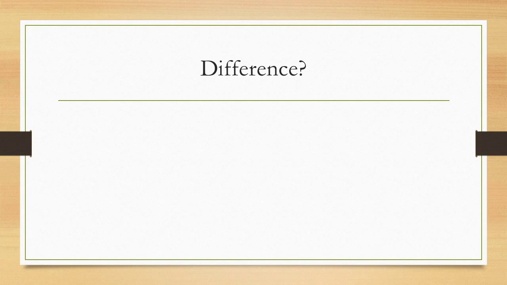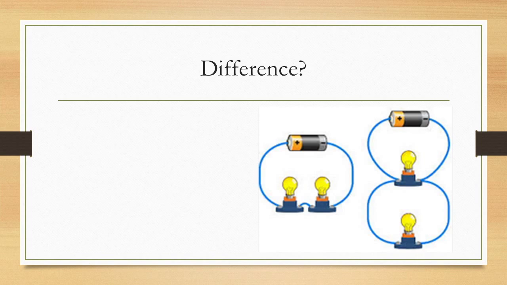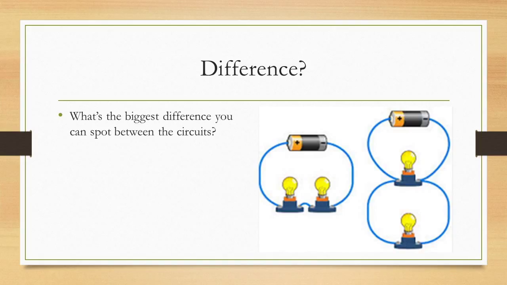So now that we've talked about series and parallel circuits, let's discuss the differences between the two. Here's a diagram of a series circuit and of a parallel circuit. What's the biggest difference you can spot between the two circuits?